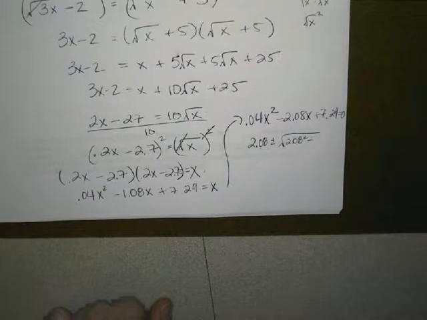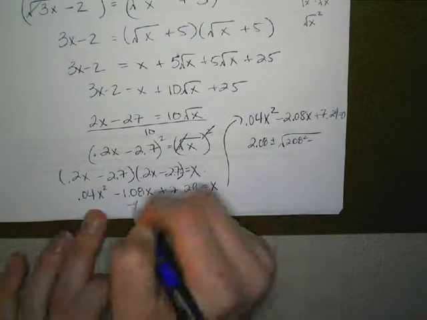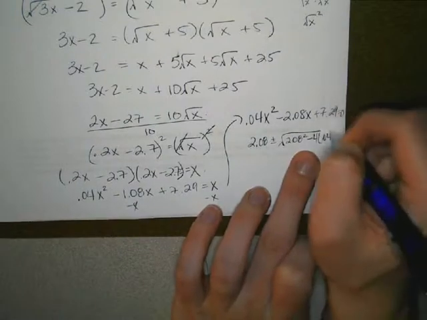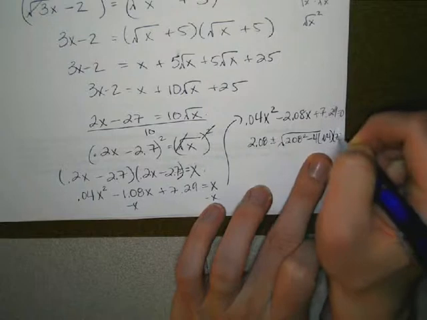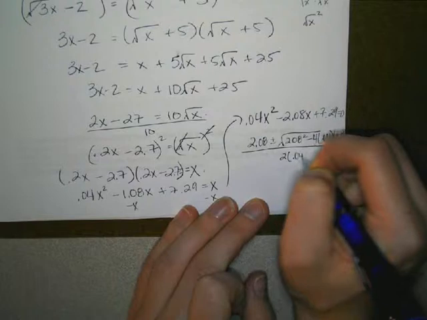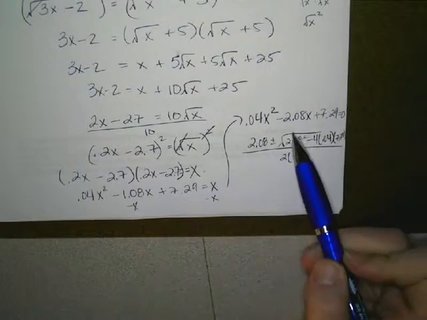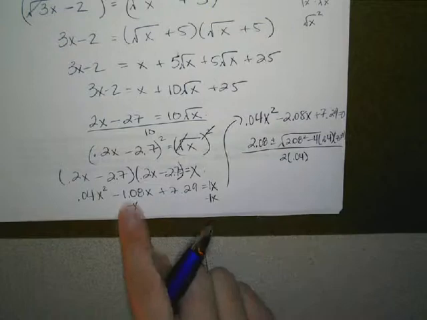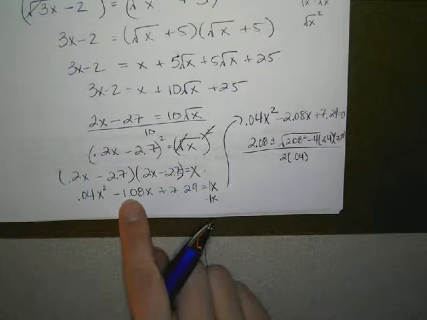Minus 4 times a times c. The 2.08? Okay, technically this is 1x, right? Okay, so if I have negative 1.08 and I subtract another 1, negative 1.08 minus 1 gives me negative 2.08. Okay?